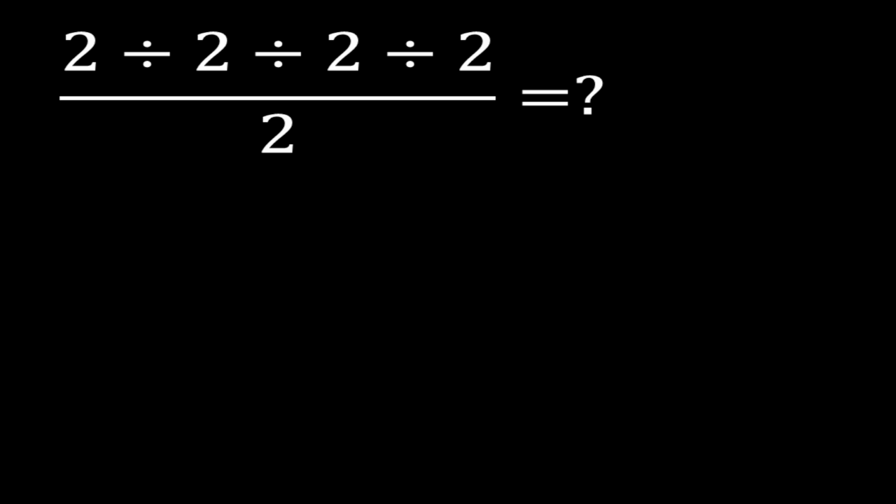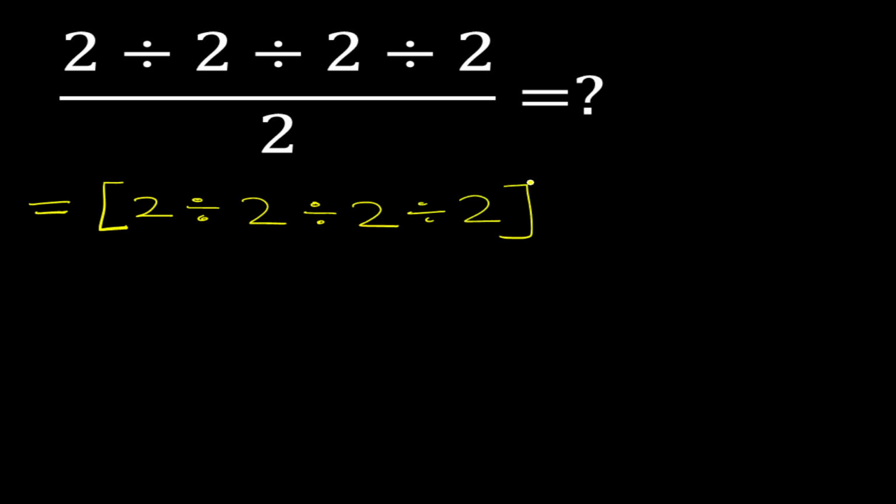So here we have a question: 2 divided by 2 divided by 2 divided by 2, right? And it's all divided by 2. So we can write this question like, in the parenthesis, 2 divided by 2 divided by 2 and divided by 2, and it's all divided by 2, right? Now let's solve this question again by using the PEMDAS rule.